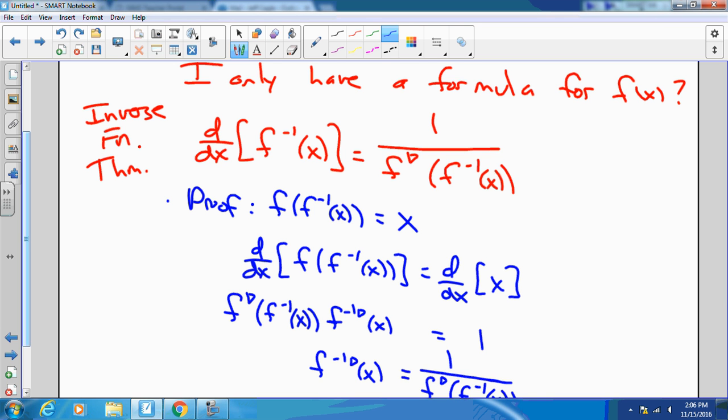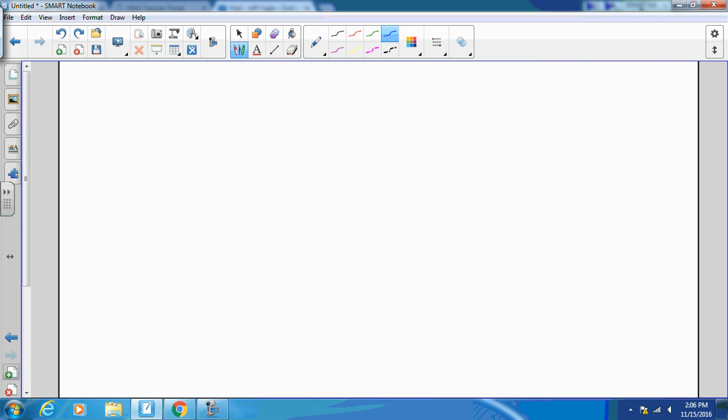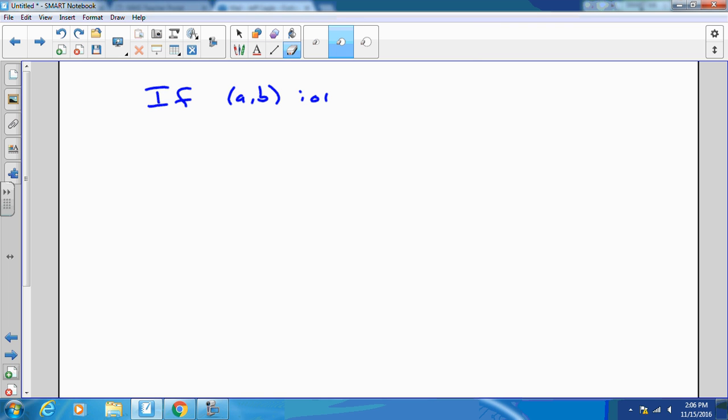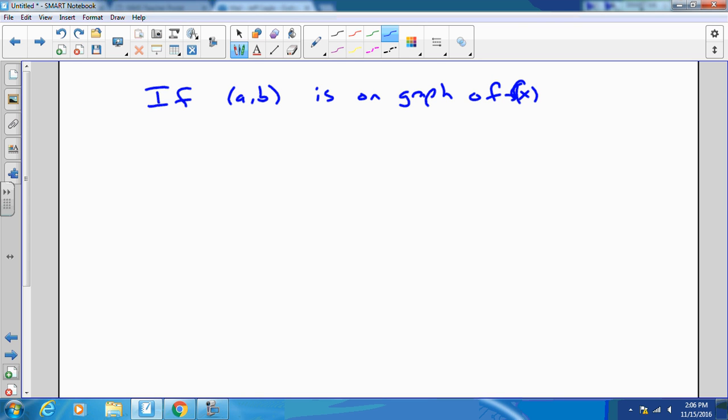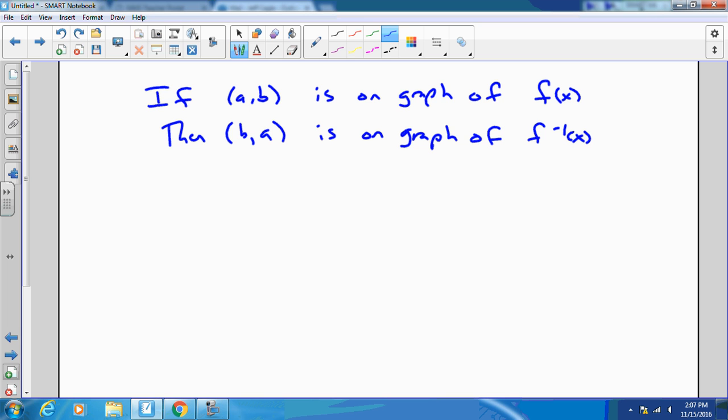Now, to understand how to use this inverse function theorem, you have to understand the concept of matching points. And that is, if A, B is on the graph of f of x, then the point B, A will be on the graph of f inverse. If you understand that, then the inverse function theorem is not too hard to use.